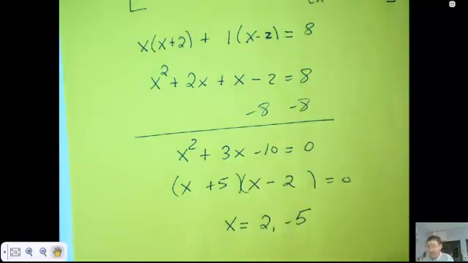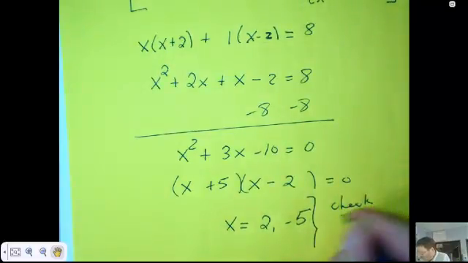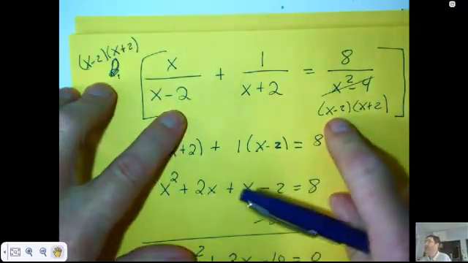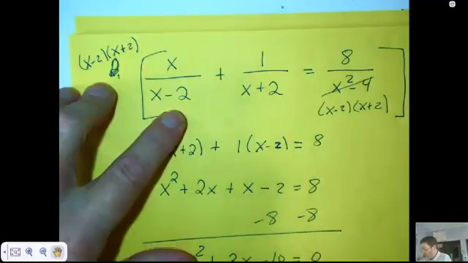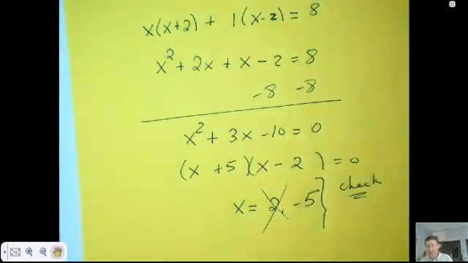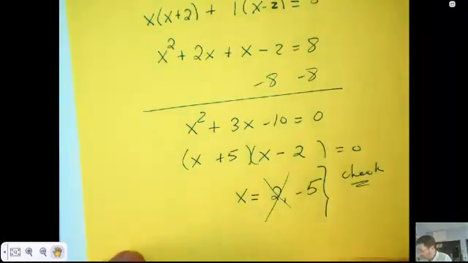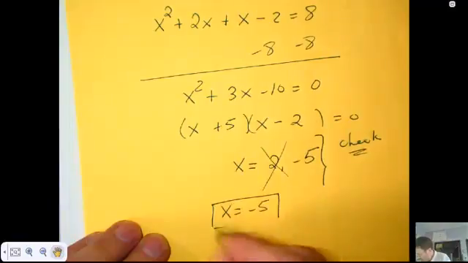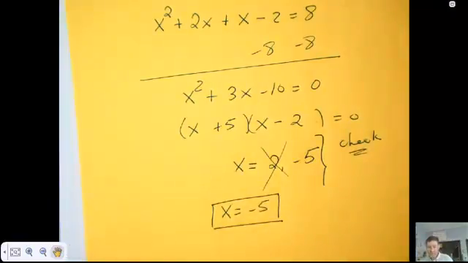Now I always have to go back and check. Do any of these make the denominators in any of the problem equal to 0? I must go back and check. Right, so I look back and see that 2 does. The 2 right here and right here would make the denominator 0, so I cannot have a 2. How about negative 5? Negative 5 is good, so my final solution is that x equals negative 5.